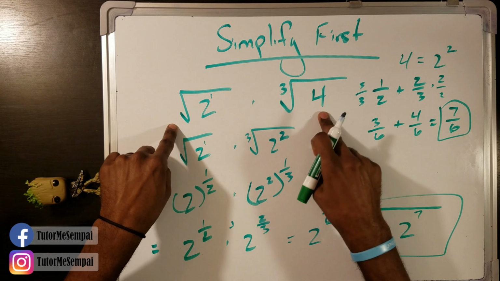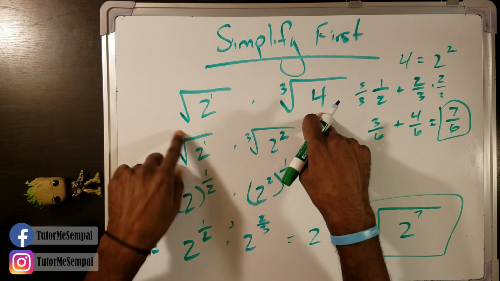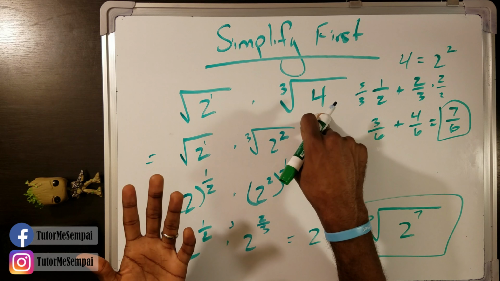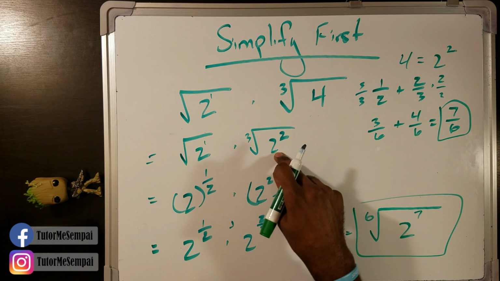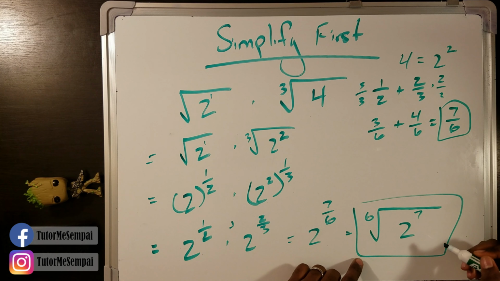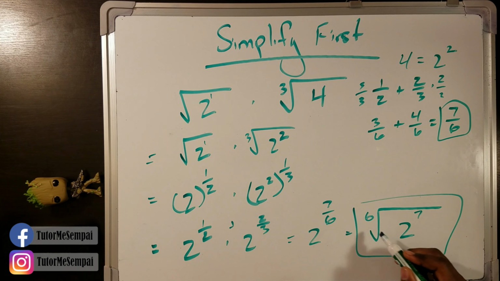We started with this in radical form, however this 4 didn't have the same base, or at least it didn't look like it did, but we rewrote it to be 2 squared, giving us the same base so we can continue with our math, and ultimately we get the 6th root of 2 to the 7th power. So I hope you're able to follow the examples, and I hope you're able to see that just because you might not have the same index doesn't mean that you can't multiply your radicals.